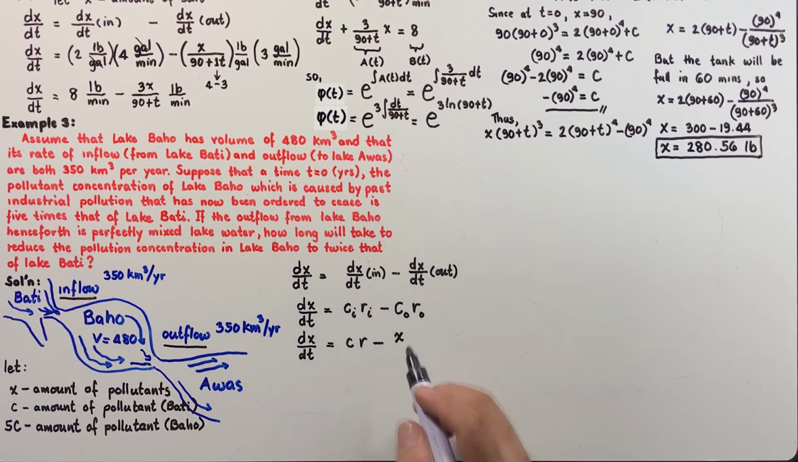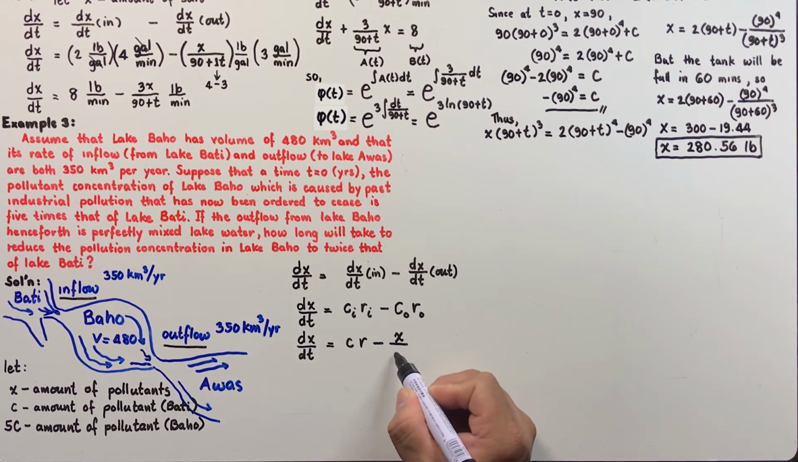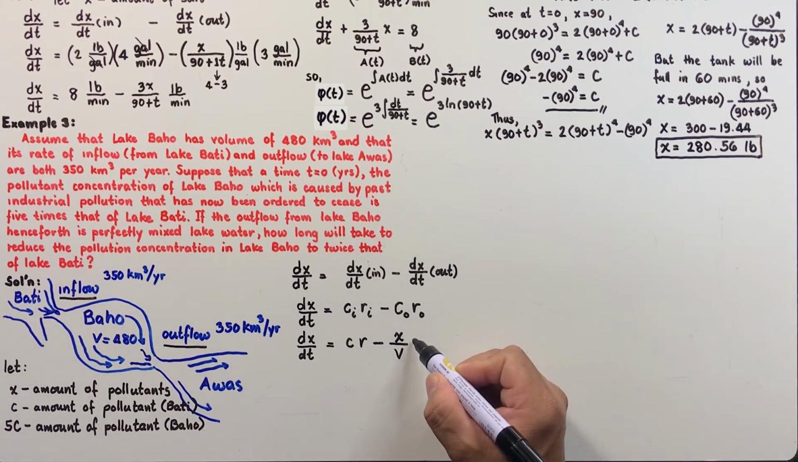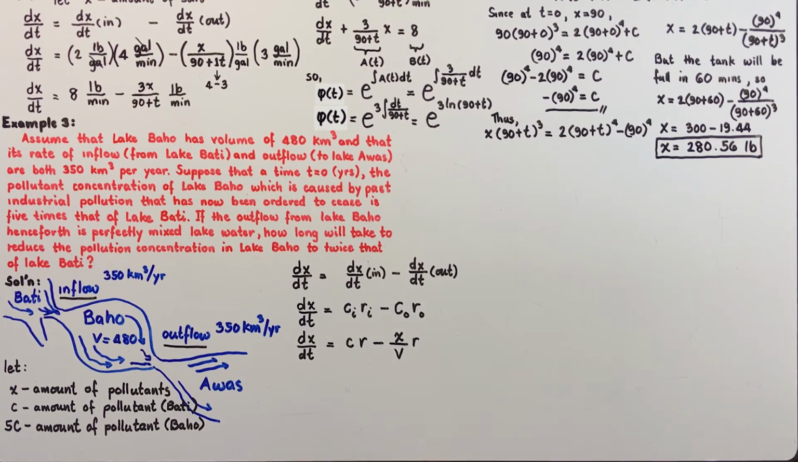So this is represented by X over the volume of the water in Lake Baho, which is constant because the rate of inflow is the same as the rate of outflow, times the rate of outflow, which is 350, the same as the rate of inflow from Lake Bati. And rewriting this equation, we have dx/dt minus the negative of r over v times x, which is equal to Cr here. Since this is negative at the right, it becomes positive at the left.